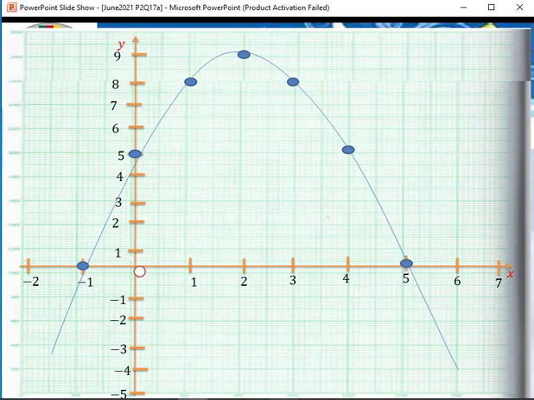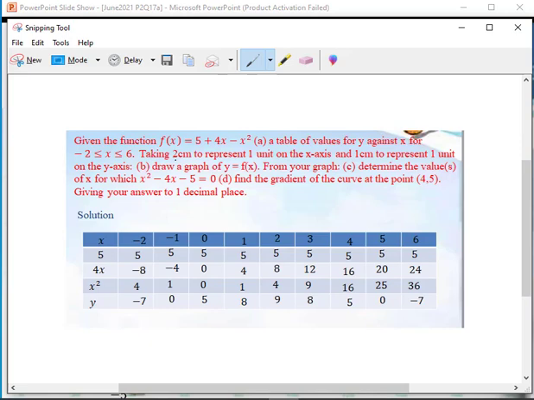Now the next question says that B says that from your graph determine the value of x for which x squared minus 4x minus 5 equals 0. So you see that this question, what they are asking us to solve here, x squared minus 4x minus 5 equals 0, is slightly different from our original equation which we plotted the graph. The original equation is 5 minus 4x minus x squared. So we are going to modify this new equation, x squared minus 4x minus 5 equals 0, to look like 5 plus 4x minus x squared.